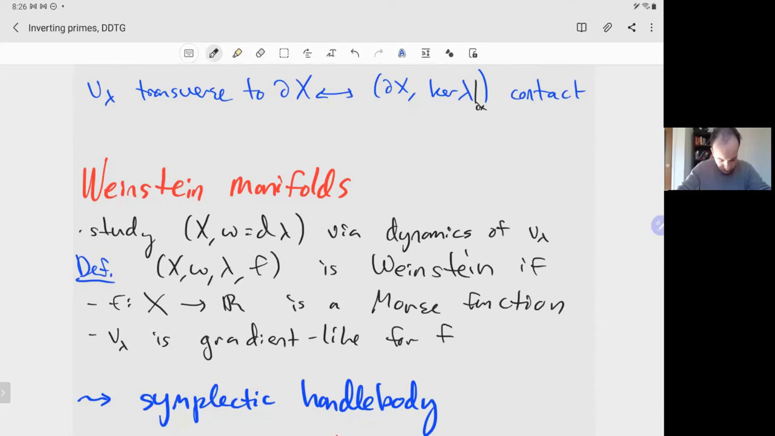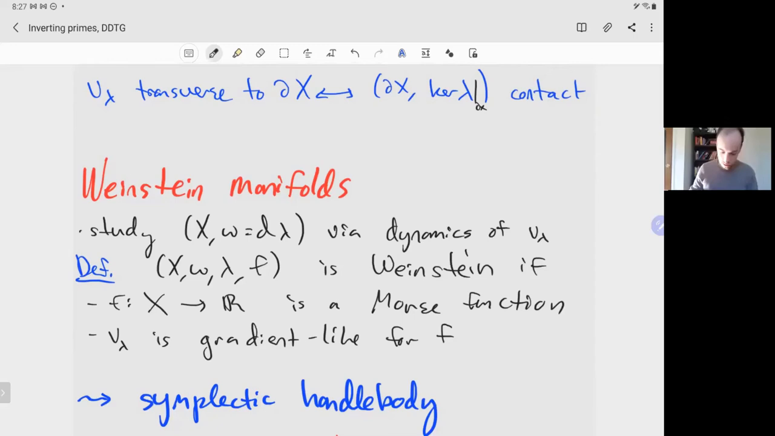Okay, so this gives X a symplectic handle body decomposition, as I'll describe in a second. Recall from Morse theory that a Morse function gives a smooth handle body decomposition. But in this case, this Morse function is special. It's compatible with the symplectic structure in some way. So in fact, this handle body decomposition knows about the symplectic structure in some way.